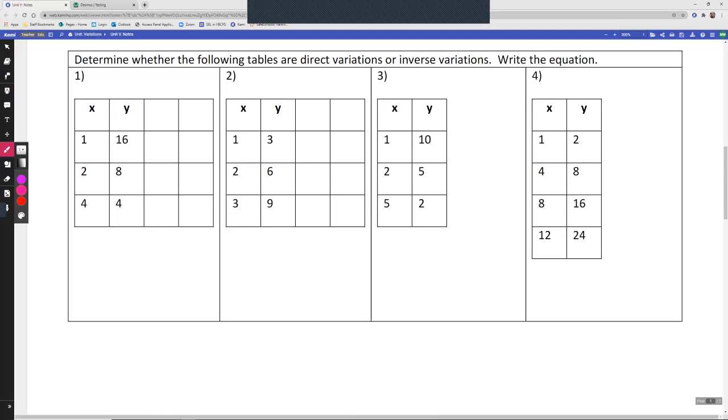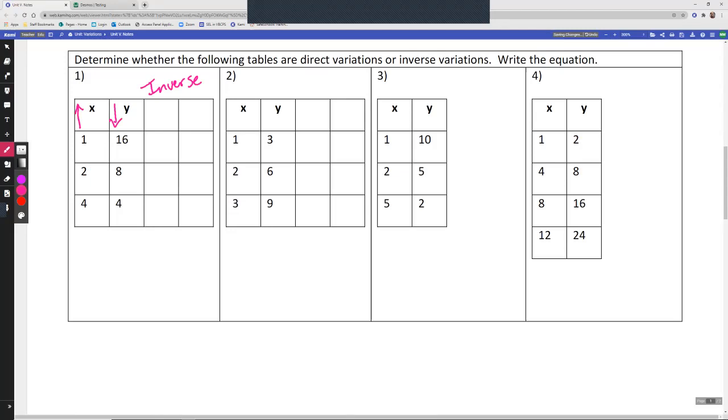From 1 to 2 is an increase, from 2 to 4 is an increase, right? Then if we look at these y values, from 16 to 8, that's a decrease. And then from 8 to 4, that's also a decrease. So we see our x values are going up, whereas our y values are going down. And since we see that, we know this is going to be inverse. Okay? That's a whole lot quicker way to do it than solving it the way we just did above.